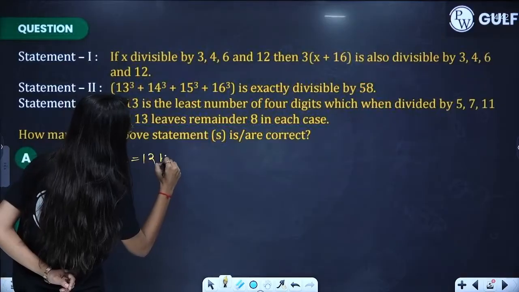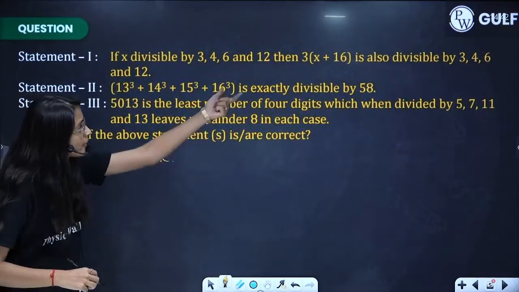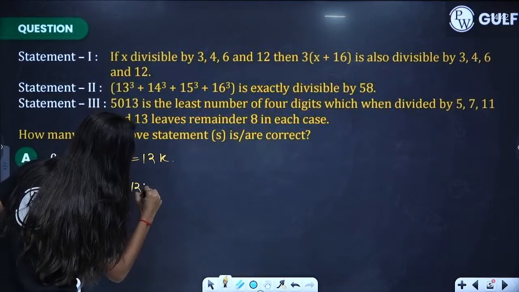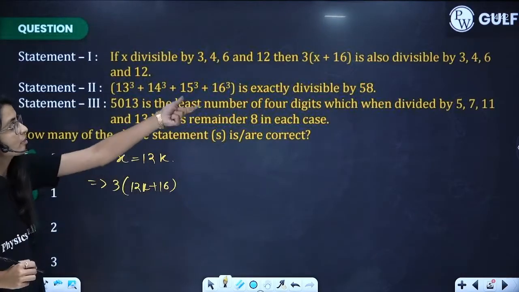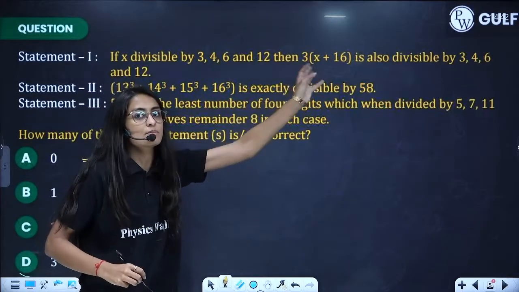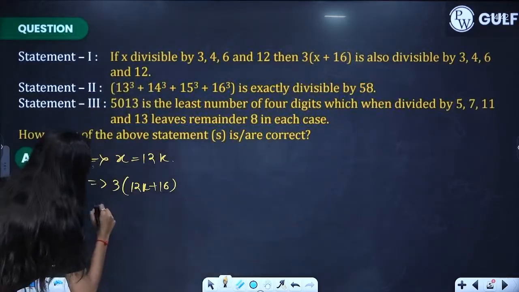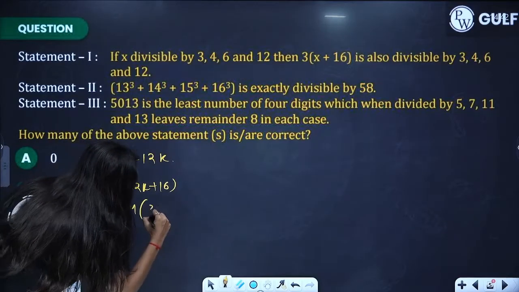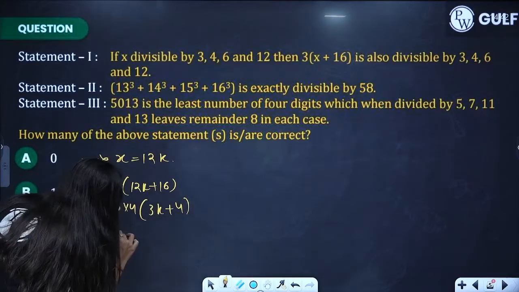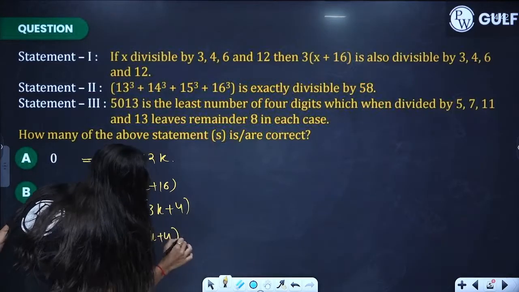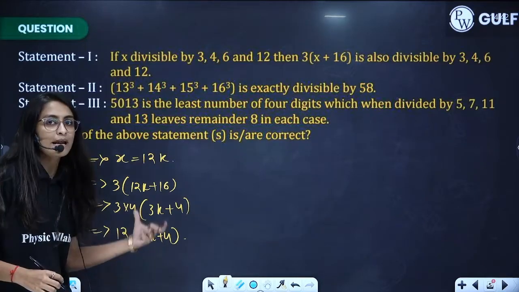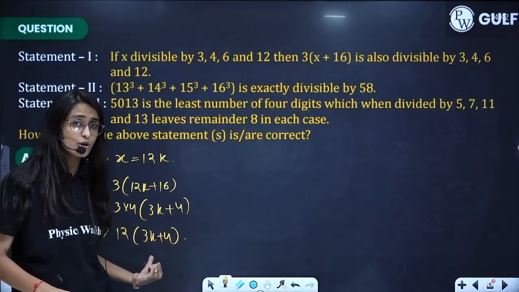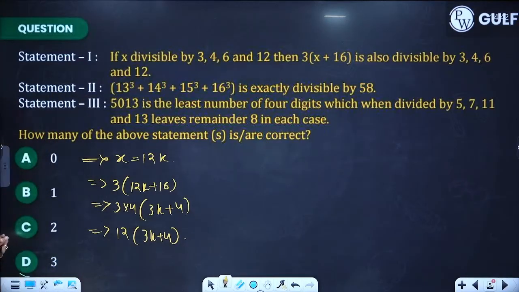Let x be 12k. If x is equal to 12k, if I substitute that into 12k plus 16, I have to check whether this expression or this number is divisible by 3, 4, 6, and 12. Taking out 4 common again, 3 cross 4 gives me 3k plus 4, which is 12 multiplied by 3k plus 4. That means this is also a multiple of 12, as I said in the beginning of this question. So 3, 4, 6, and 12 divide this also. So our statement 1 is true.